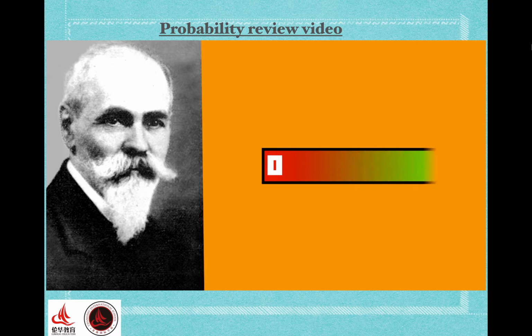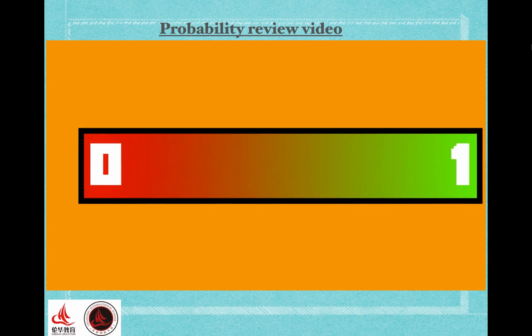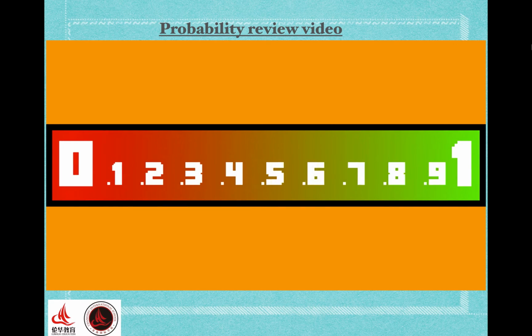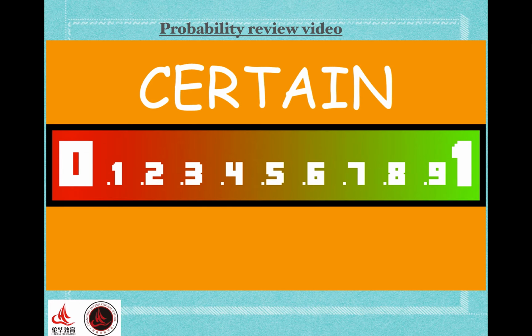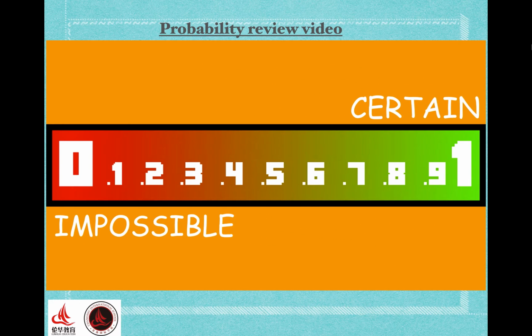Mathematicians who want to work out how likely something is rate probability from 0 to 1, where 0 is impossible and 1 is certain. Probabilities in between 0 and 1 are neither certain nor impossible. The closer they are to 1, the more likely they are. Let's think of a few examples.